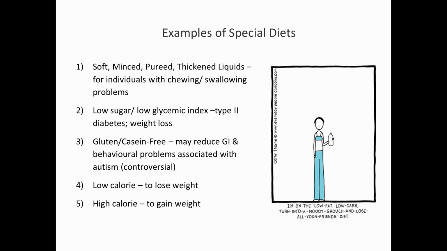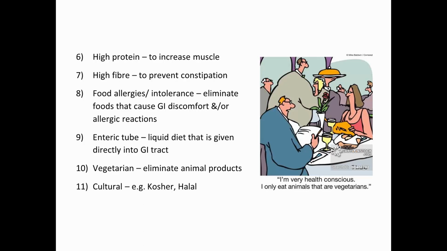Low-calorie diets or high-calorie diets, high-protein diets, diets that have to have increased fiber because of chronic constipation. There may be diets where certain foods have to be eliminated because of allergies, or certain foods that cause GI discomfort. There may be a liquid diet that is given directly into the GI tract. We call that an enteric tube diet. Vegetarian, there may be cultural limitations, so for example, kosher or halal types of diets. So all of these things need to be considered when you're planning a menu for a particular person.